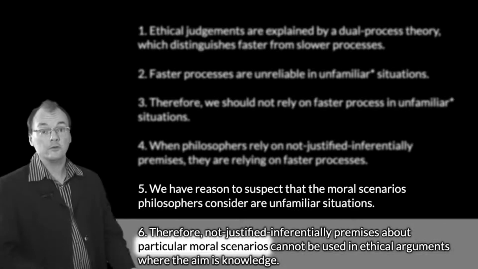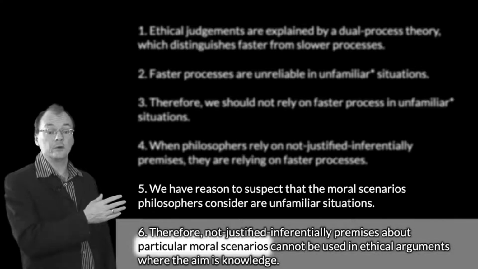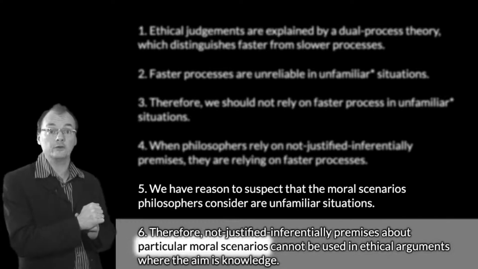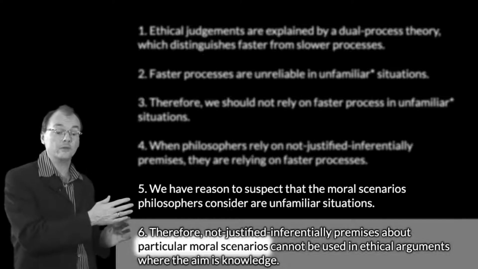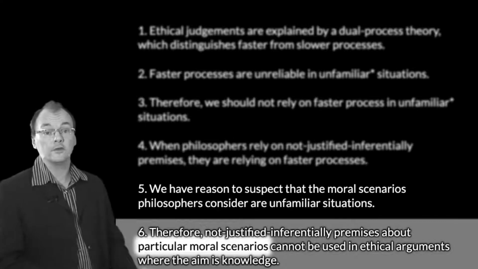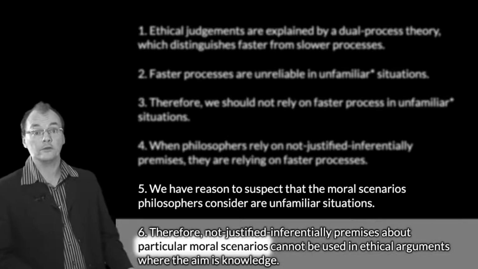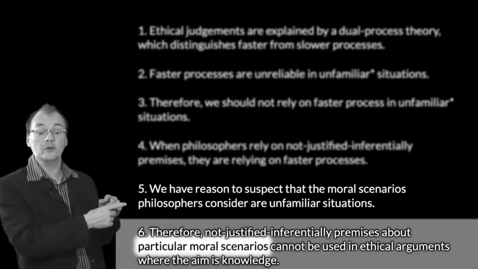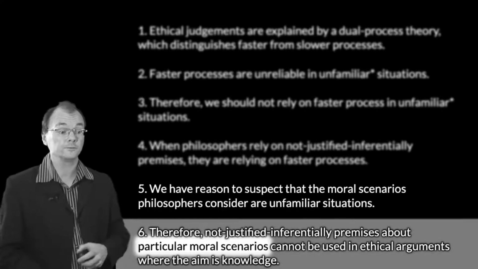But actually we can generalise our argument here. It's only in step 5 that particular moral scenarios enter. The other steps, if you remember, don't mention specific moral scenarios at all. So what we've got to do is to work out how to generalise step 5. And if we can generalise step 5, we'll be able to generalise step 6 as well. Step 5 says that we've got reason to suspect that the moral scenarios philosophers consider are unfamiliar situations. And if we're going to generalise from moral scenarios to moral principles, we want to show that the moral principles are going to concern unfamiliar situations as well.